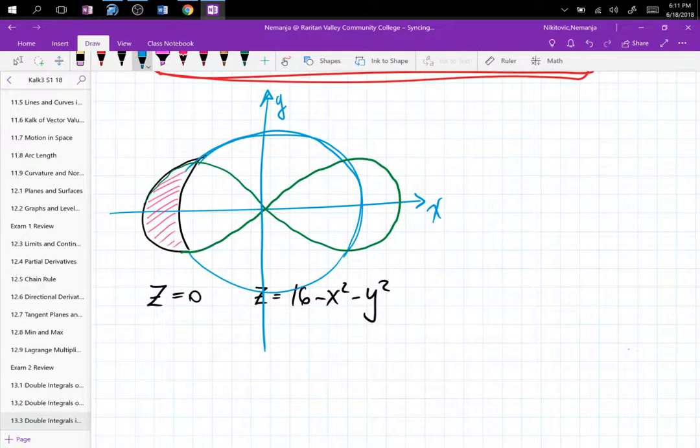So wait, what's the t equals 0? I don't get it. Z equals 0 is the floor. And z equals 16 minus x squared minus y squared is the umbrella on top. I purposely made it not on the axis. Your shape needs to be bounded.